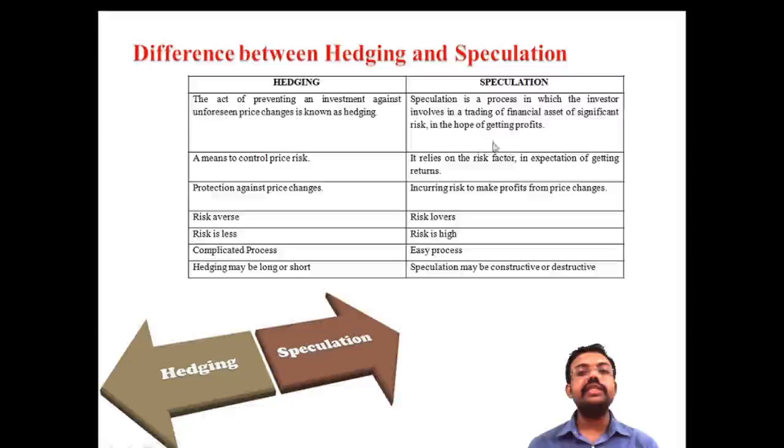One is reducing the risk, and the other has the purpose of making profit. Here they control the price risk, and here they are getting the returns. There is a protection against the price change, and making the profit from the price change. Risk averse, and risk is very high. A complicated process and an easy process. Hedging may be long, and speculation may be constructive or destructive. These are the important differences between hedging and speculation.